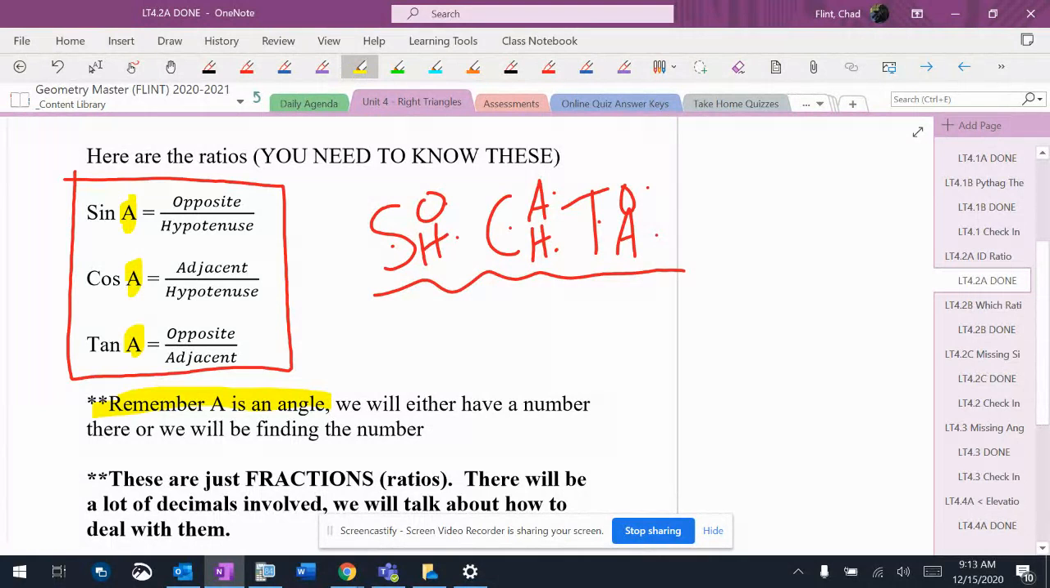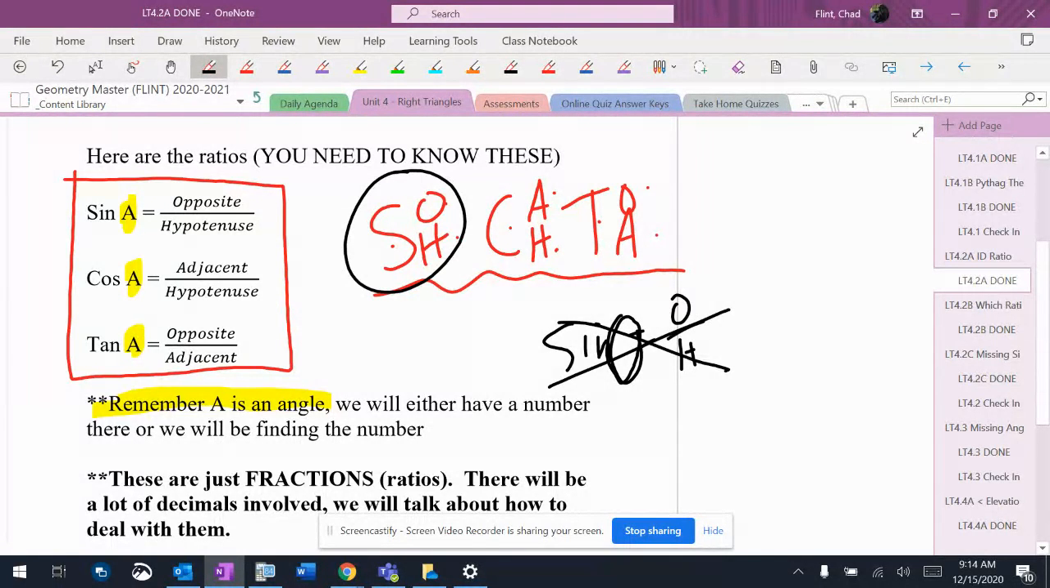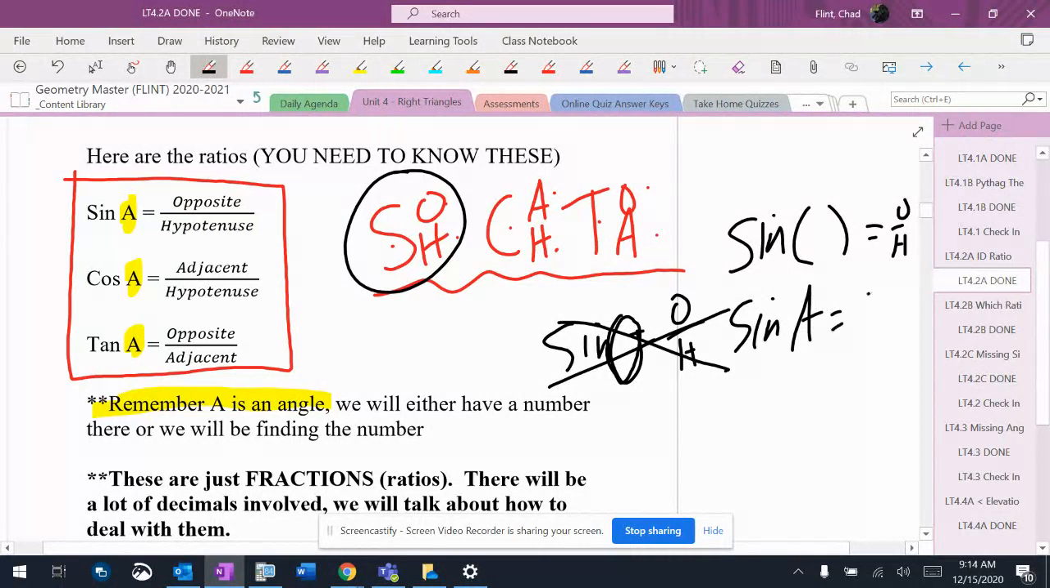What I don't want you to do is write sine equals O over H like that. That's a bad idea because then there should be an angle right here. In this spot, there should be an angle. So don't write it like that. If you're going to write it down, make sure you write sine of A equals O over H.